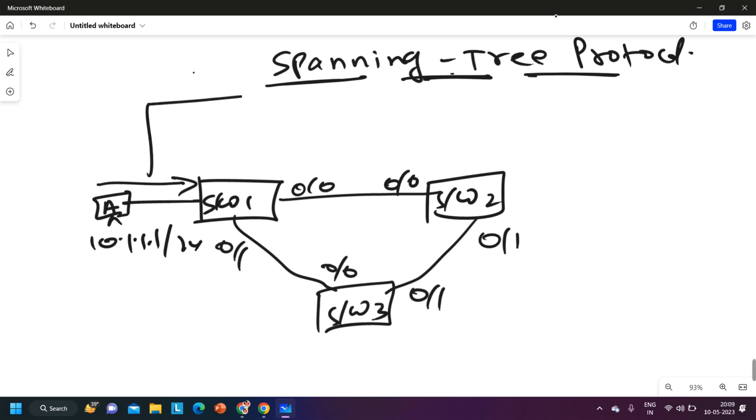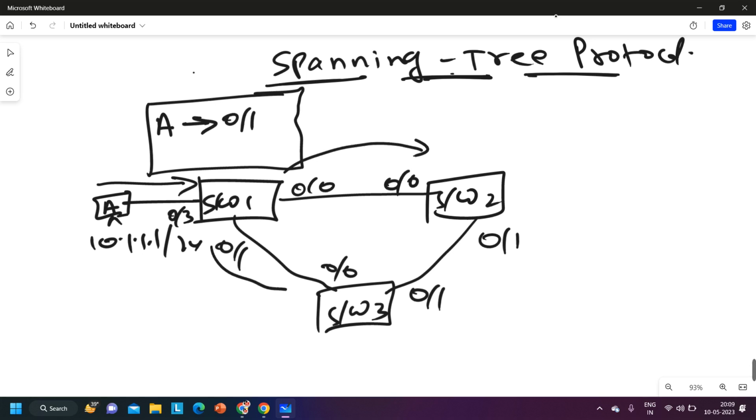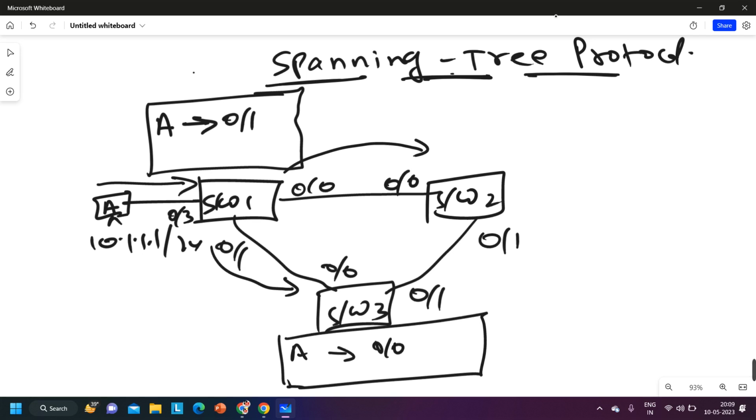Switch 1 will make one entry in its MAC address table. The switch will receive the frame on its interface 0/3. It will make one entry that I am receiving a frame from the device whose MAC address is A, and this device is connected on the 0/1 port. After that, it is going to check the destination. So the destination is broadcast. It will forward to switch 2 also and switch 3 also, right? Switch 3 will also update its MAC address table. It will make one entry that I am learning MAC A on which port? On the 0/0 port. After that, it will check the destination and forward to switch 2.